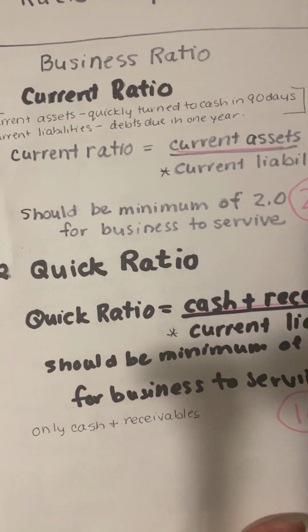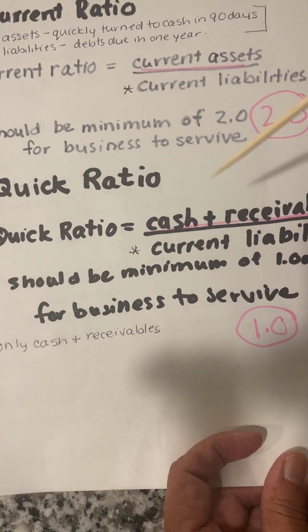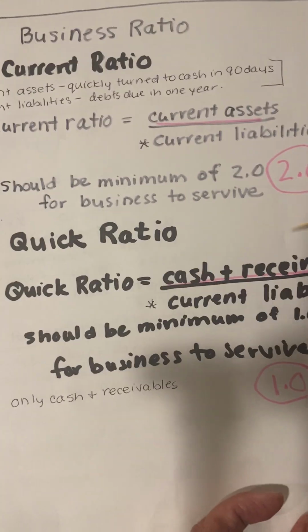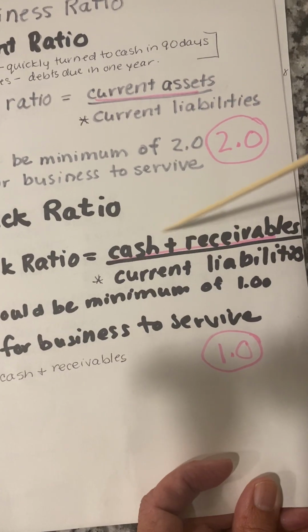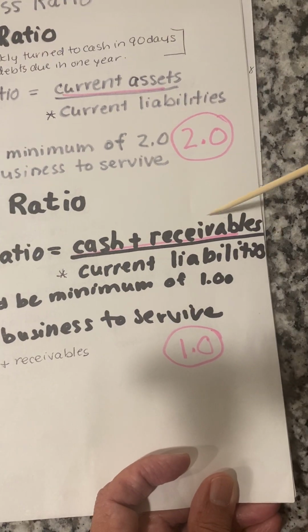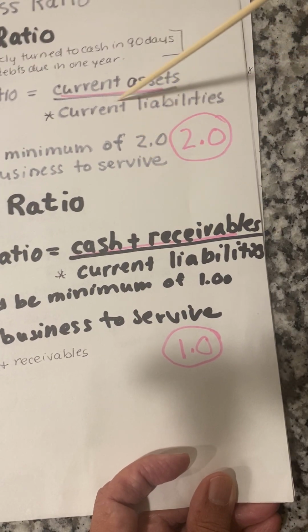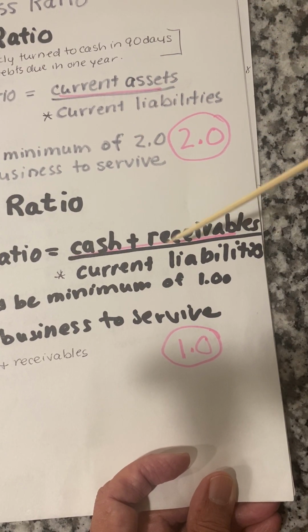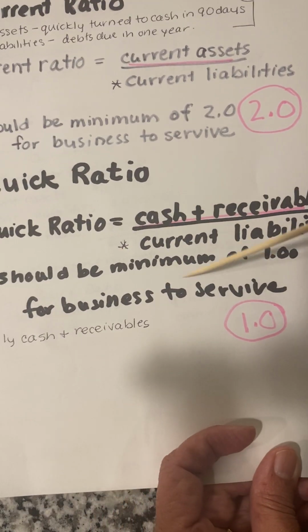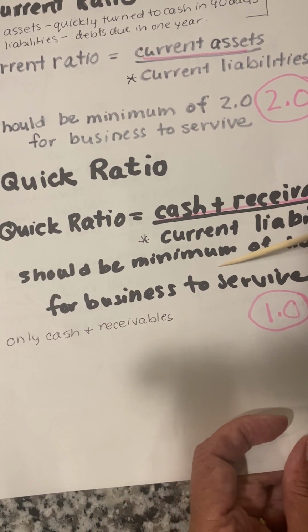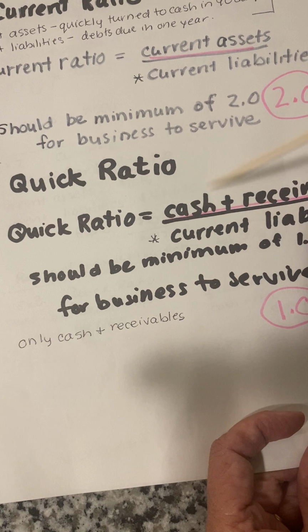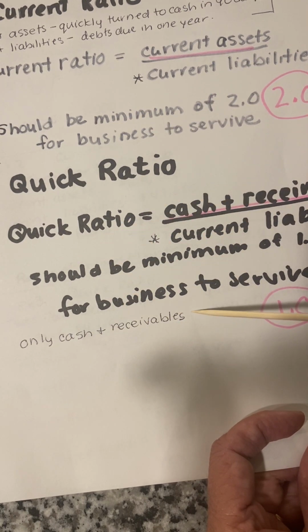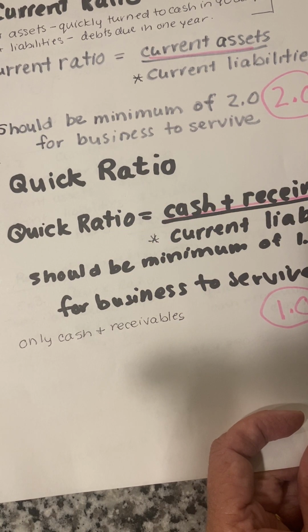So now the quick ratio. The quick ratio is cash and receivables. See the difference? It's not all of your assets, but just the cash and the receivables. So you take the cash and receivables and you divide it again by the current liabilities, what you owe. And this should be a minimum of 1. The only difference is that with the quick ratio, you only have cash and receivables, and it's 1 when you divide it out.